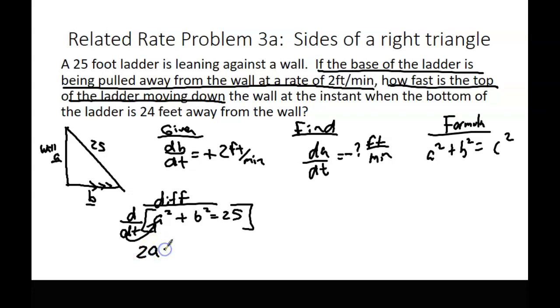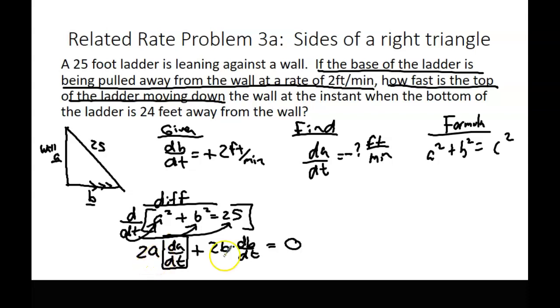2A times A prime, but I'm going to write dA dt, plus 2B times dB dt. Good. Now what rate am I trying to find here? dA dt. So I need three things to solve this problem. What three things do I need to find dA dt?